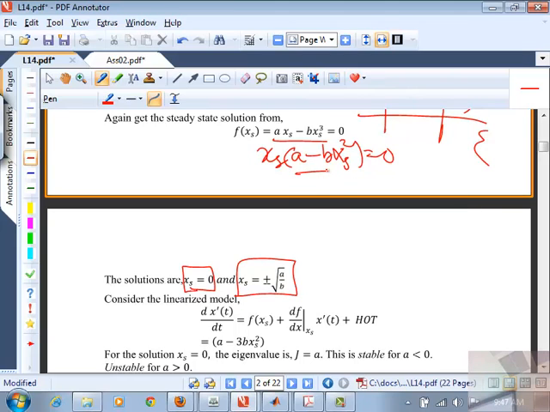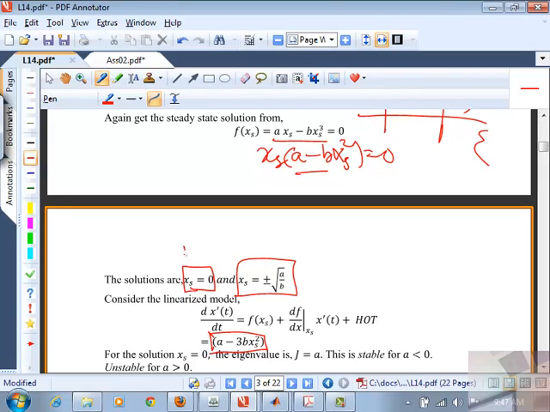And linearize that. When you linearize that, you get your Jacobian, and you can evaluate the Jacobian at the steady state, x_s equal to 0 and x_s equal to plus or minus square root of a over b. So for each one of those steady state solutions, you can determine the stability from this particular Jacobian.